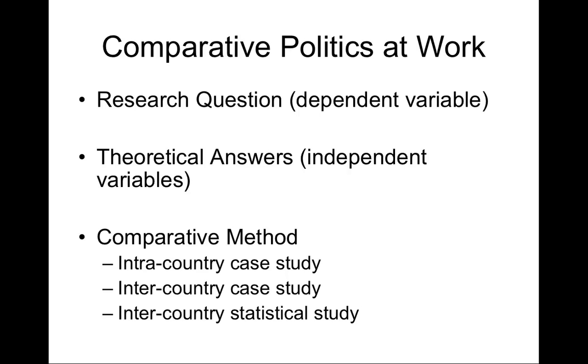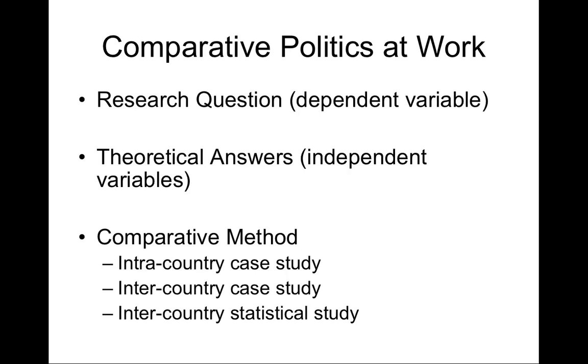So in comparative politics and in other types of social and, of course, behavioral sciences and all the sciences, we're going to start off with a research question. This is what's known as our dependent variable. So you need to know this sort of the lexicon of political science. So the dependent variable is the research question.